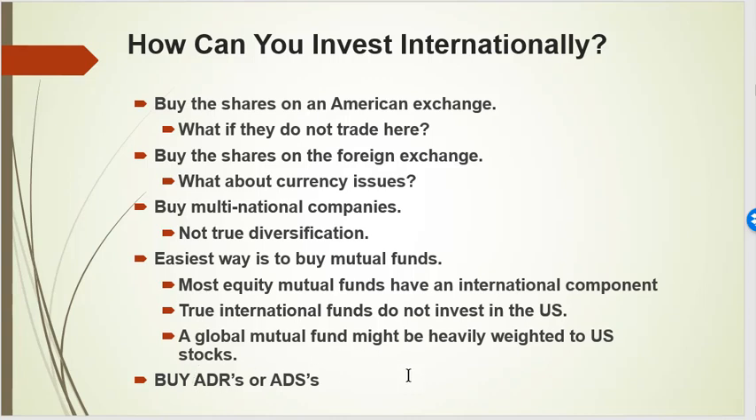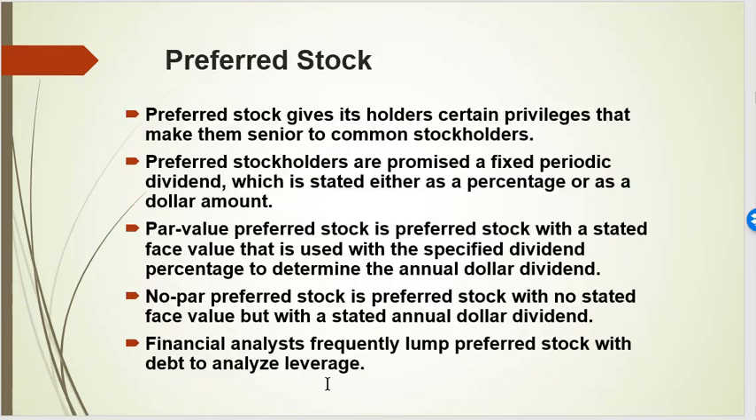There are things referred to as ADRs and ADSs. These are American Depository Receipts. Essentially, a bank has invested in some foreign companies. They've gone to the foreign exchange and bought the shares there. Now they maintain the stock, and you buy a piece of paper that references that stock as your ownership.